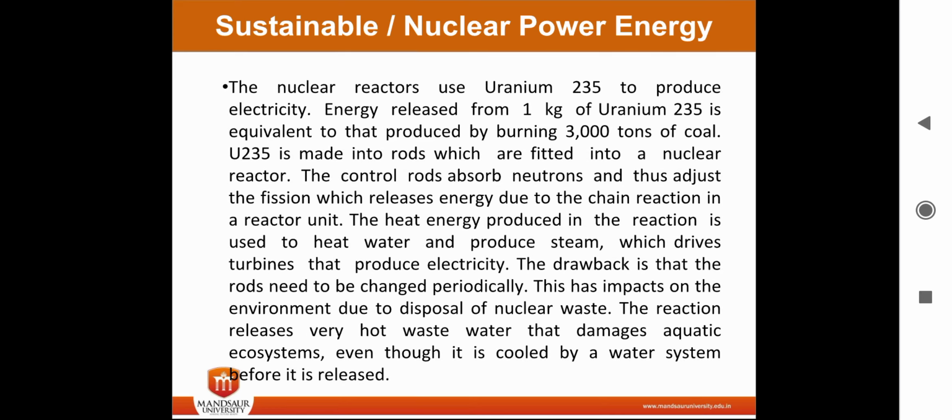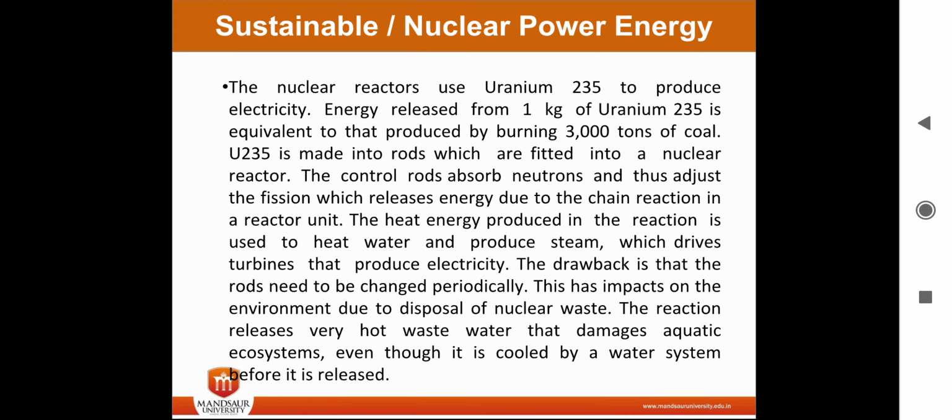The nuclear reactors use uranium-235 to produce electricity. The energy released from 1 kg of uranium-235 is equivalent to that produced by burning 3000 tons of coal. So here we can understand the amount of electricity generated from 1 kg of uranium.